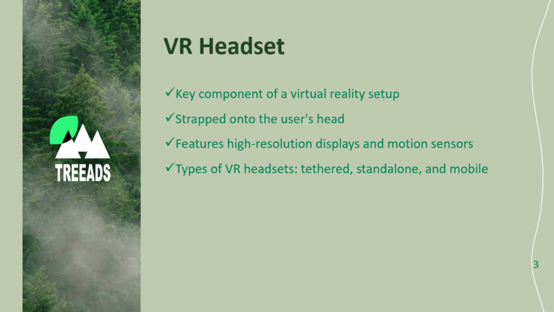The key component of a virtual reality setup is the VR headset. These headsets are strapped onto the user's head and feature high-resolution displays and motion sensors to track the user's head movements. There are several types of VR headsets available in the market, including tethered, standalone, and mobile VR headsets.